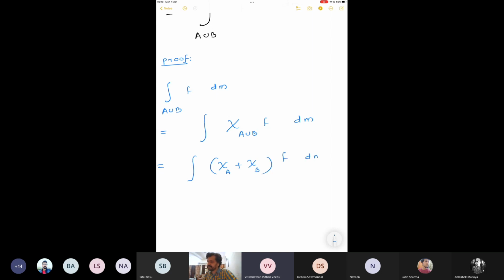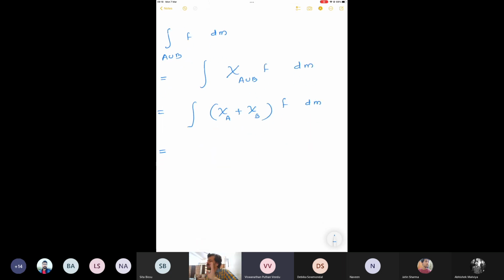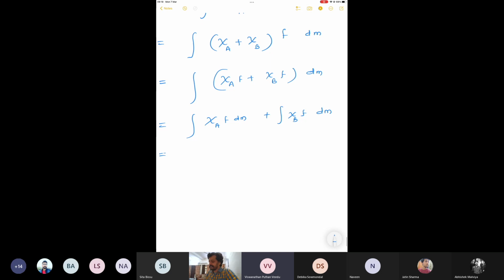Now the integral is linear. So we get the integral of (chi A f plus chi B f) dm. Here we don't need linearity, we just apply the definition of the product. Now apply the linearity of the integral. This is the integral of chi A f dm plus the integral of chi B f dm. Here we are applying linearity, which we already proved. And this is the integral over A of f dm plus the integral over B of f dm.